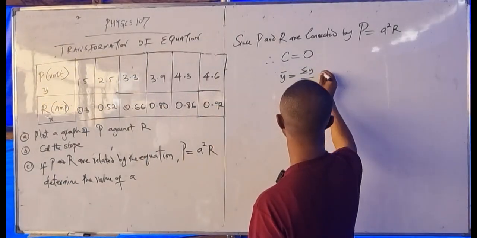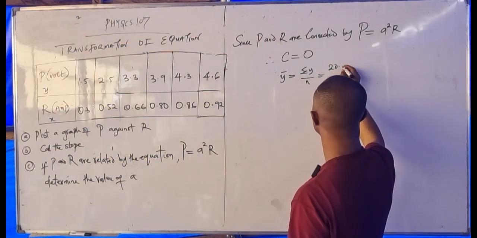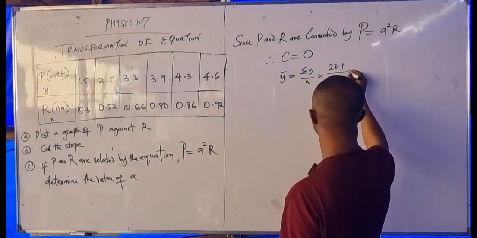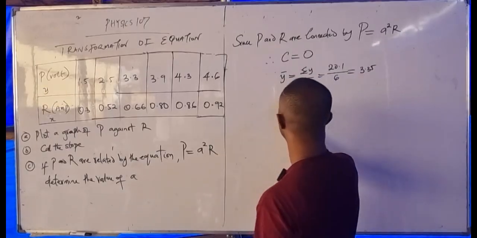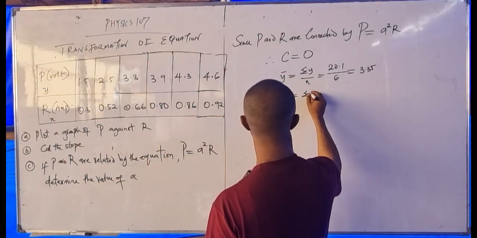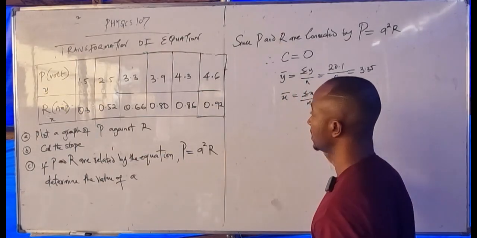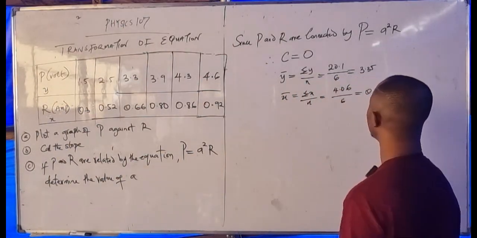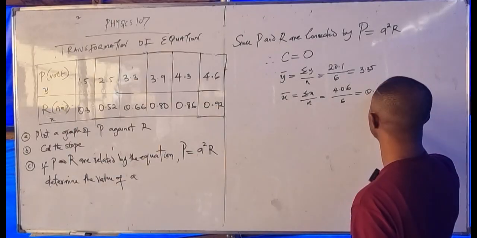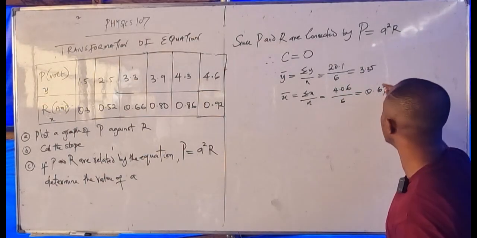Sum of Y over N. What do we have here? 20.1 over 6. What do you have? 3.35. Let's check for S bar. What's our S bar? 4.06 over 6. What do you have there? 0.677.